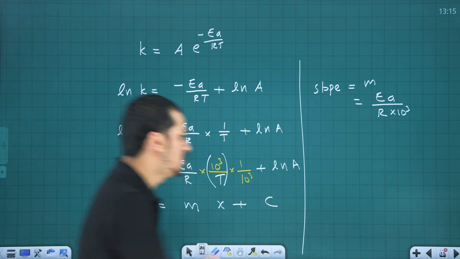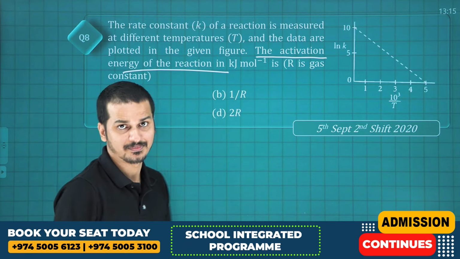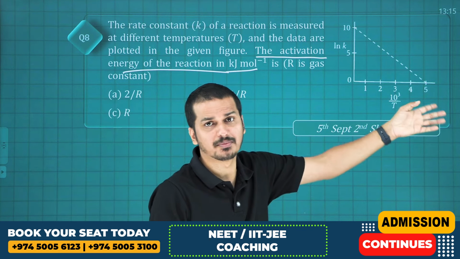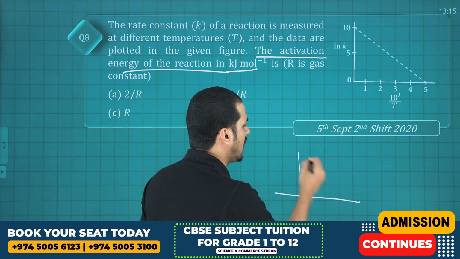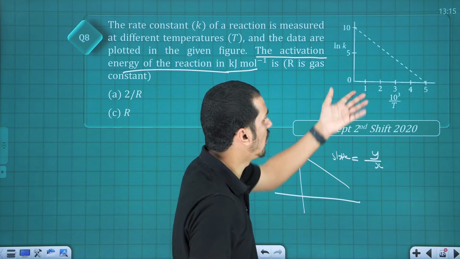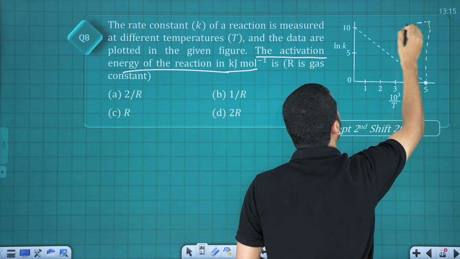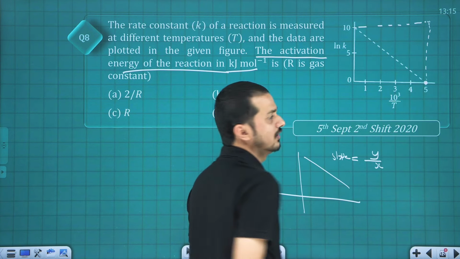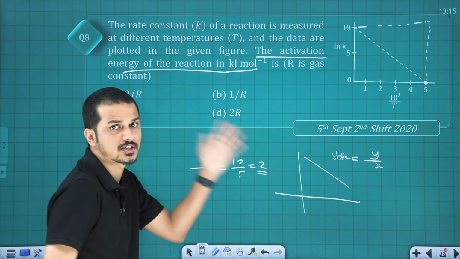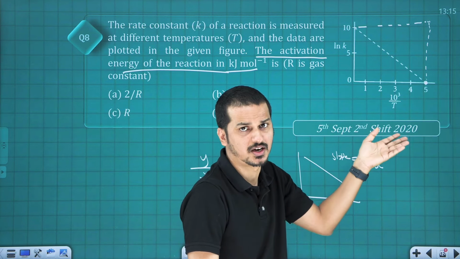That idea, if you know, means you can easily find out the activation energy. They are asking about the activation energy of the reaction in kilojoule per mole. So how will we find the slope from here? Slope from any graph is equal to y by x. See, at 0.5, if x equal to 5, y equal to 10. Then y by x equal to 10 by 5, that's equal to 2. That's the slope, a negative slope. That is y2 minus y1 divided by x2 minus x1. That's the idea we are using.